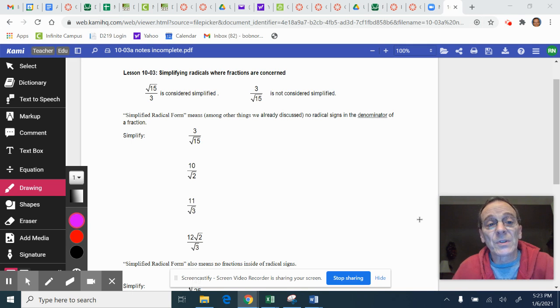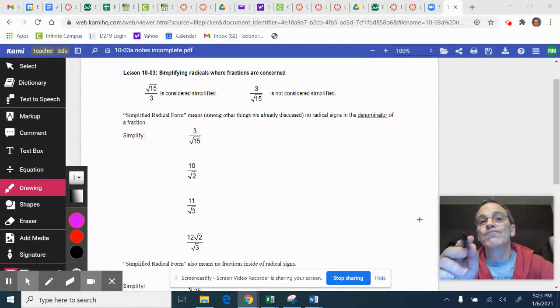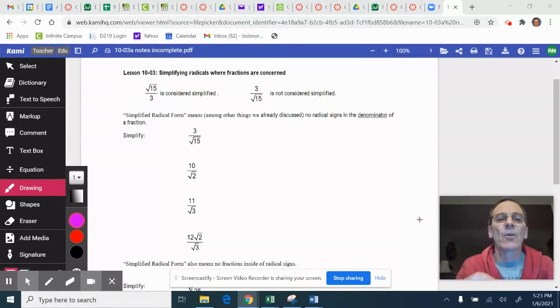All right, the last lesson was on simplifying radical expressions. There's more to simplifying radical expressions than what you learned in that last lesson. Let's get into the more. At the top of the screen here, there are two numerical expressions. The one on the left is considered to be simplified.